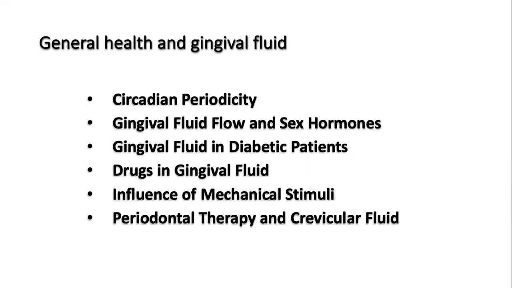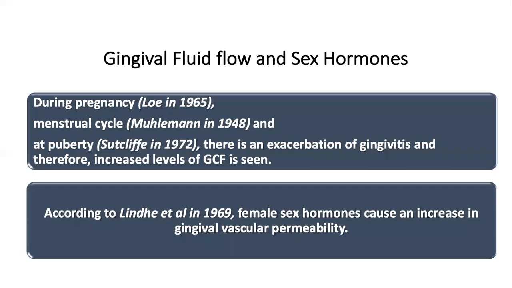Factors responsible for GCF fluctuations. First is circadian periodicity. Circadian periodicity means there is a gradual rise of GCF from 6 a.m. to 10 p.m., and then there is a decline of GCF. Next are sex hormones. Sex hormones, especially female sex hormones, increase vascular permeability. Because of the increased vascular permeability, it is but natural that the production of GCF will also increase. What are the conditions where you will see fluctuation of sex hormones? Pregnancy, ovulation, and contraceptive use.